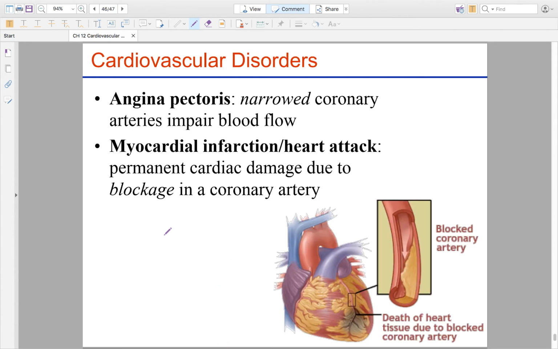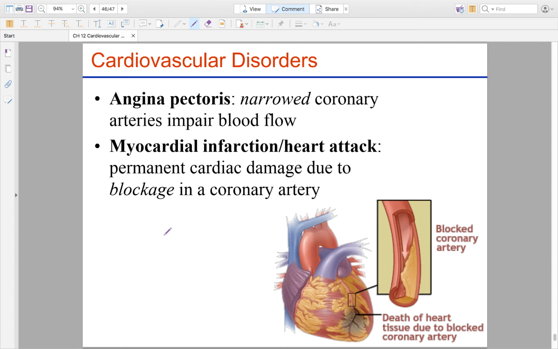Okay, so let's talk about a couple of disorders aside from hypertension. Cardiovascular disorders are pretty interesting. They are also very scary, but they're important to understand. Okay, so angina. Angina is when your coronary artery is blocked.